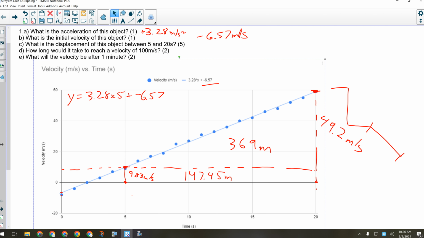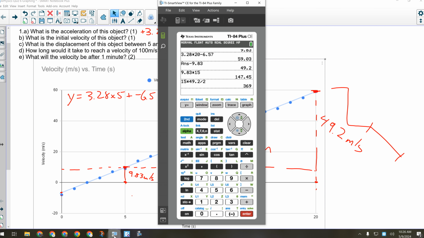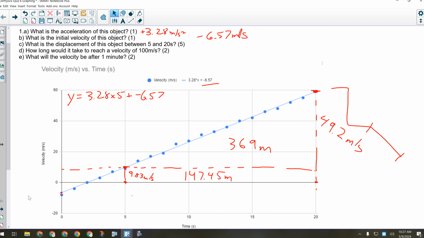What do I have to do with those two numbers? Add them together. Yep. And then I've got the total displacement. So the total displacement for that one is 516.45 meters.